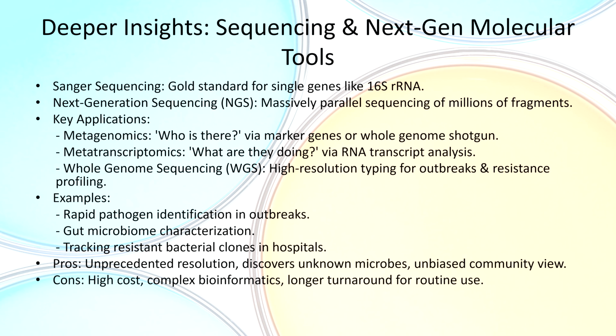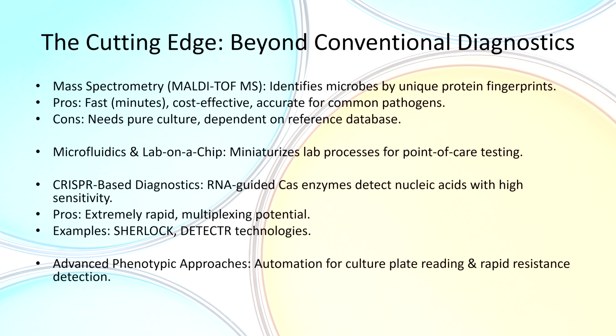Looking ahead, technologies like MALDI-TOF mass spectrometry identify microbes by their unique protein fingerprints, giving results in minutes. Microfluidics miniaturizes lab processes onto small chips, ideal for rapid, point-of-care testing. CRISPR-based diagnostics harness RNA-guided Cas enzymes for highly sensitive and rapid nucleic acid detection, with great potential for multiplexing. Advanced phenotypic approaches use digital image analysis to automate and speed up culture plate reading and resistance detection. Together, these represent the future of faster, more integrated, and more accessible diagnostics.